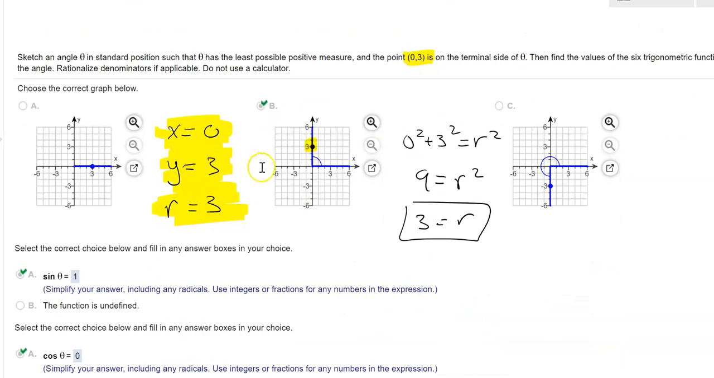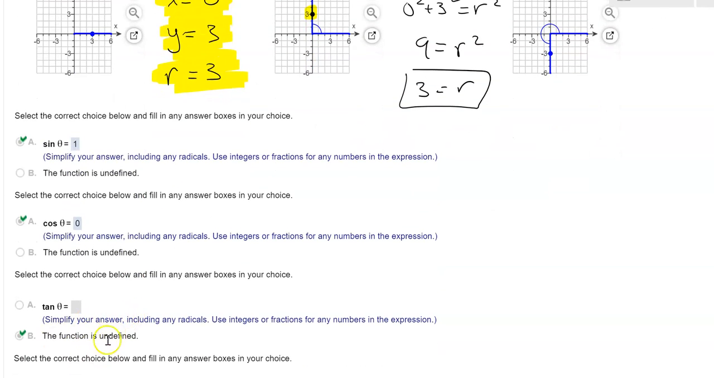Same process for this next one, except this one has a 0 in it. So where is 0, 3? Here it is. And then we need to find the radius in the same fashion. And this is the first time that we're going to have to deal with having it undefined, because tangent is y over x. Our x value is 0, and we cannot divide by 0.